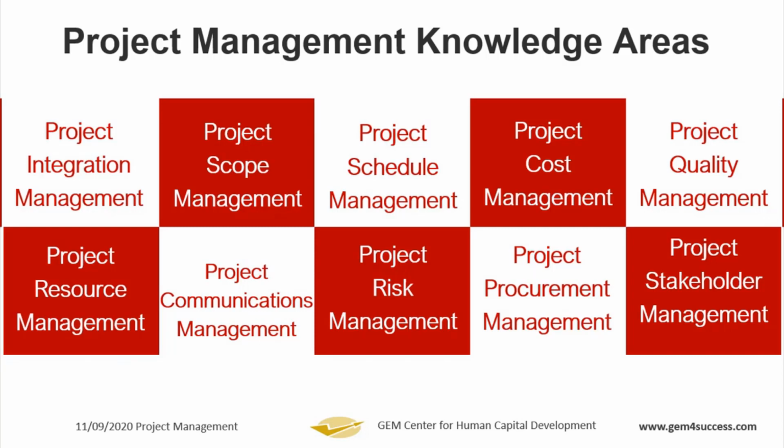There are 10 of them. There are 10 knowledge areas. We have project integration management. The processes that have to do with the core integration of the project are called integration management processes. The ones that have to do with scoping of the project are called project scope management processes. The ones that have to do with schedule are called schedule management processes. Then you have cost management, quality management, resource management, communications management, risk management, procurement management, and then finally stakeholder management. All these are knowledge areas, the various knowledge areas that the 49 processes belong to.